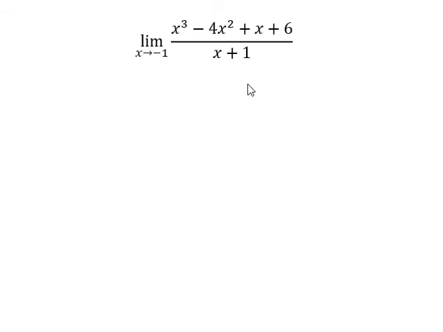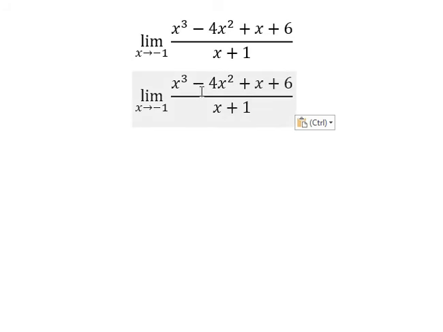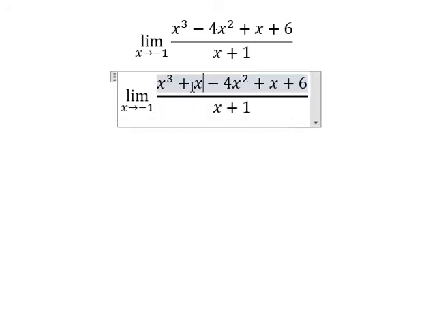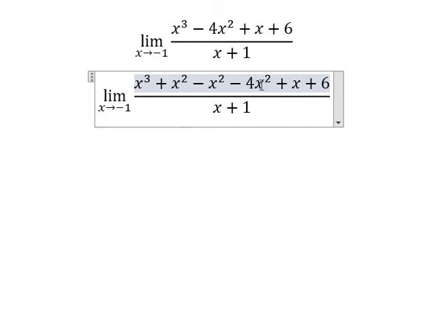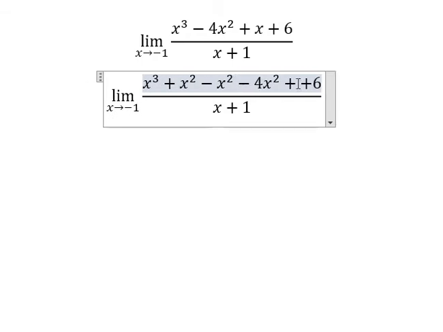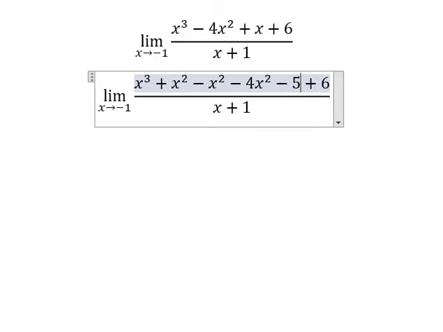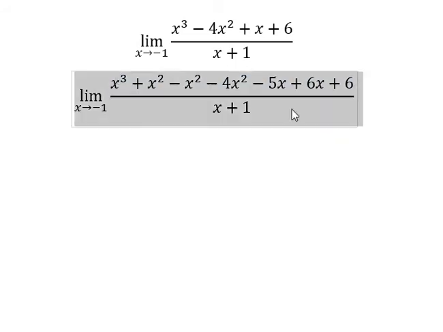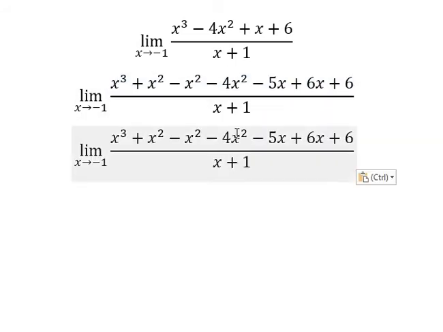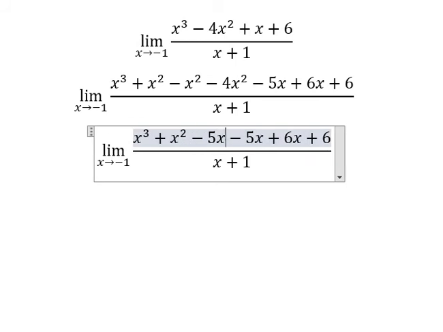We need to create some factorization in here. So I need to add x squared, which means we need to minus x squared. About this one, that should be negative 5x plus 6x. So this one you got negative 5x squared.